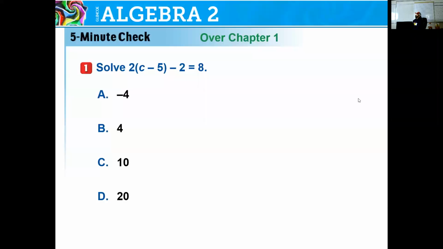Okay, so first question, it says solve 2 times the quantity of C minus 5 minus 2 is equal to 8.